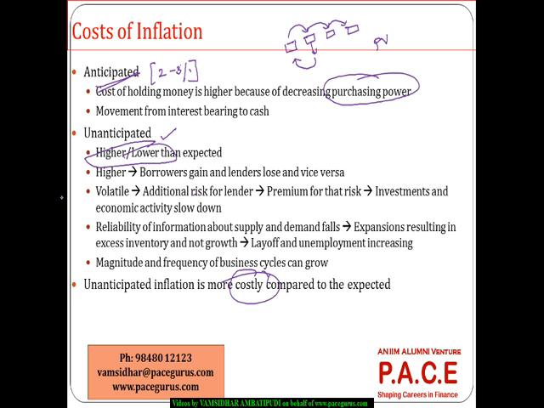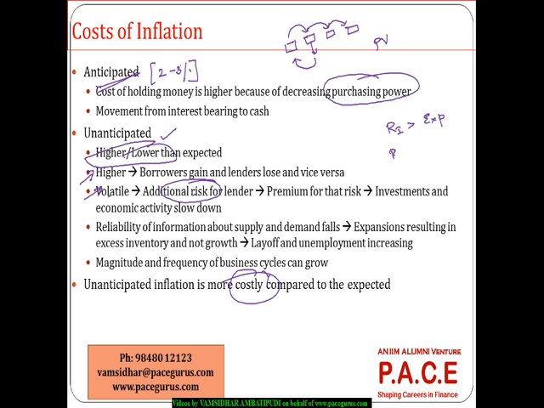Unanticipated need not be on the higher side only. Even a lower inflation which is not expected would create problems, because whenever we are seeing a volatile inflation, it's a kind of risk. We don't know. Probably the interest rates could go up drastically, could go down drastically. So from a lender's perspective, it is an additional risk. Because if the inflation is high, the real interest rate is more than the expected.